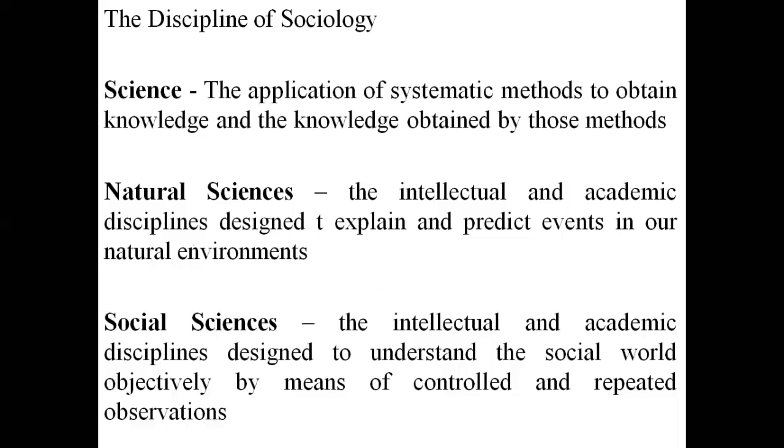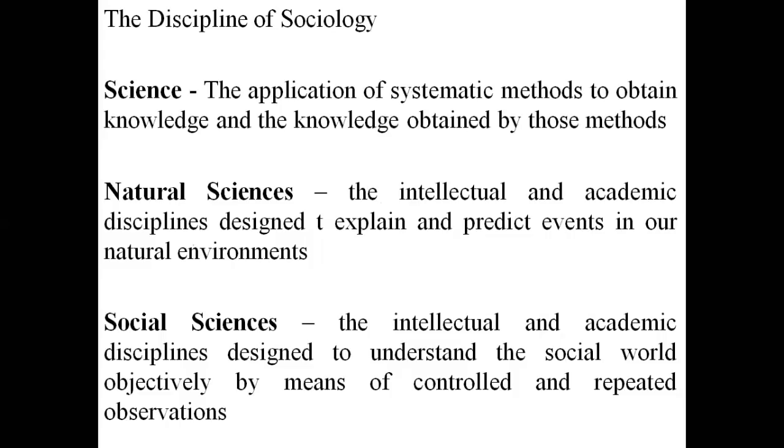So we'll quickly look at the definition of these concepts. First, what is science itself? Science is the application of systematic methods to obtain knowledge, and the knowledge obtained by those methods. So when you use systematic methods to obtain knowledge, that's science. And that's what sociology does. You remember we said the goal of sociology is to discover facts. It goes through processes. So we can say now that sociology is a science.